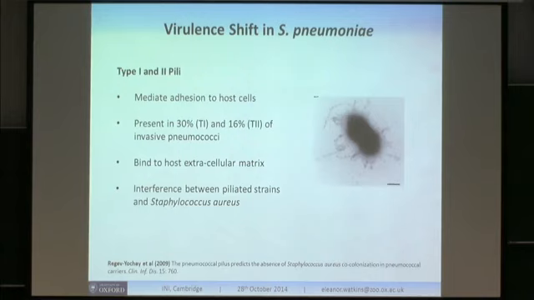But what's interesting is that they bind to specific components in the host ECM. And there was a really cool study a few years ago which showed significantly negative associations in people between piliated strains of pneumococcus and Staph aureus, but not non-piliated strains, suggesting that there could be ecological competition at the pilus locus.